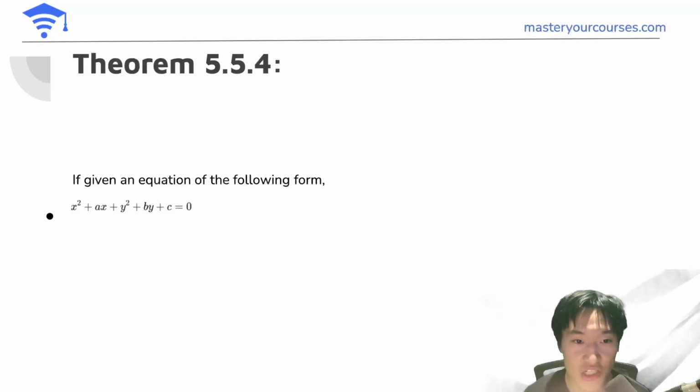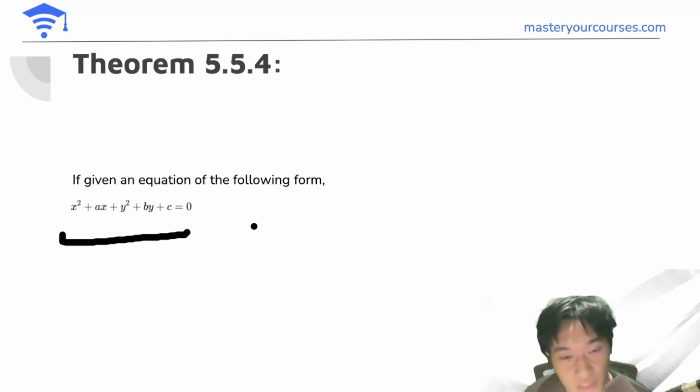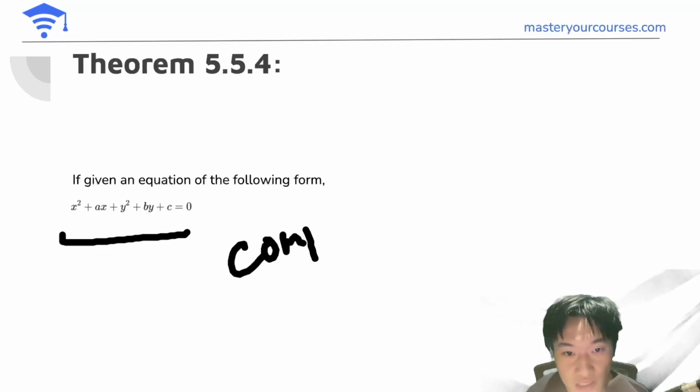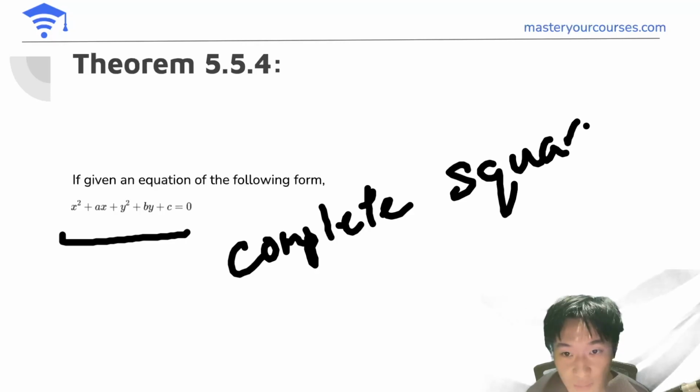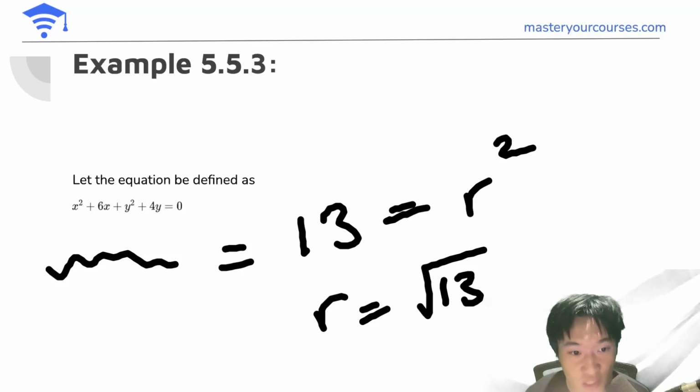Now, this is just generalizing. If we are given an equation of this form where we just have a bunch of things on one side, then it doesn't look clean, but if you just complete the square, then as per the previous example, we can arrive at the general equation.